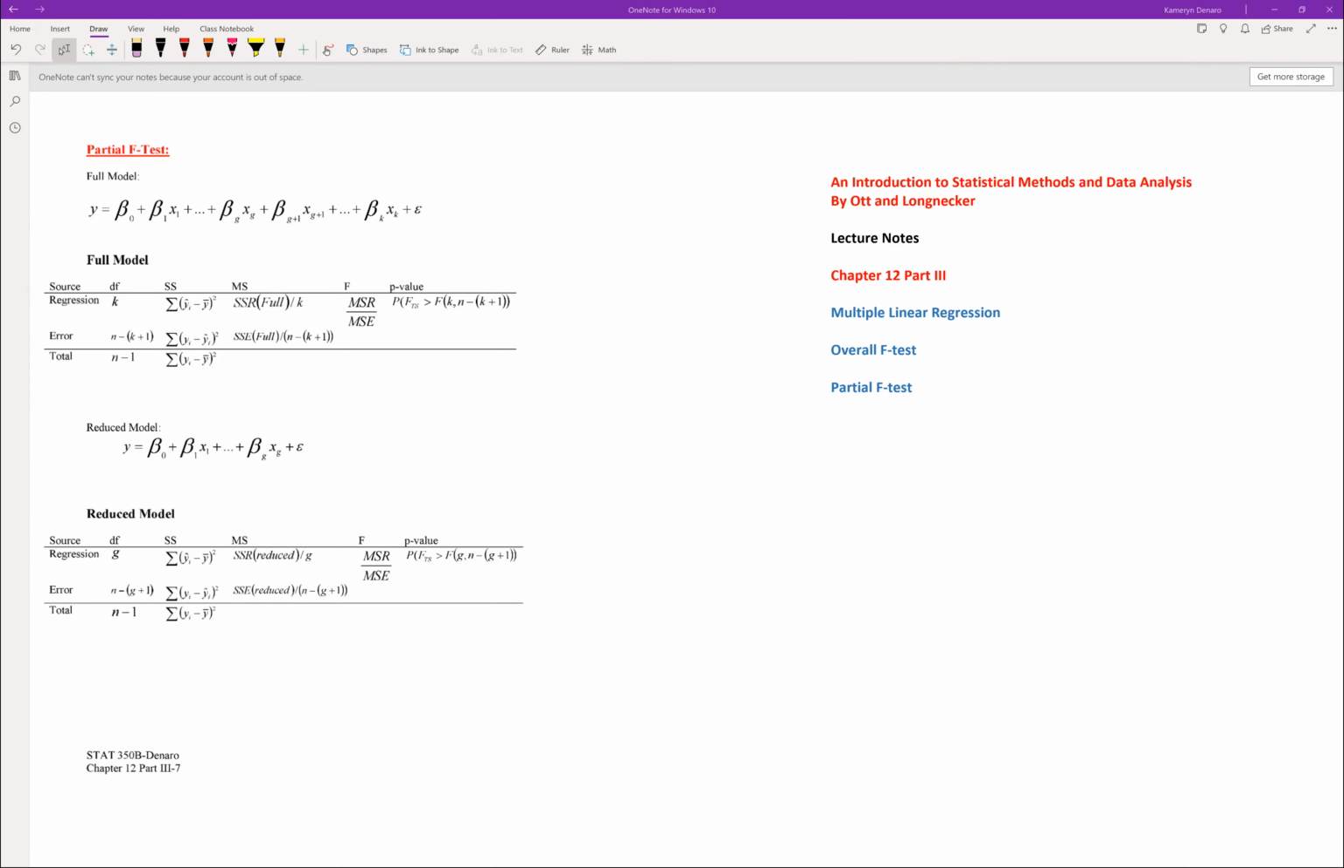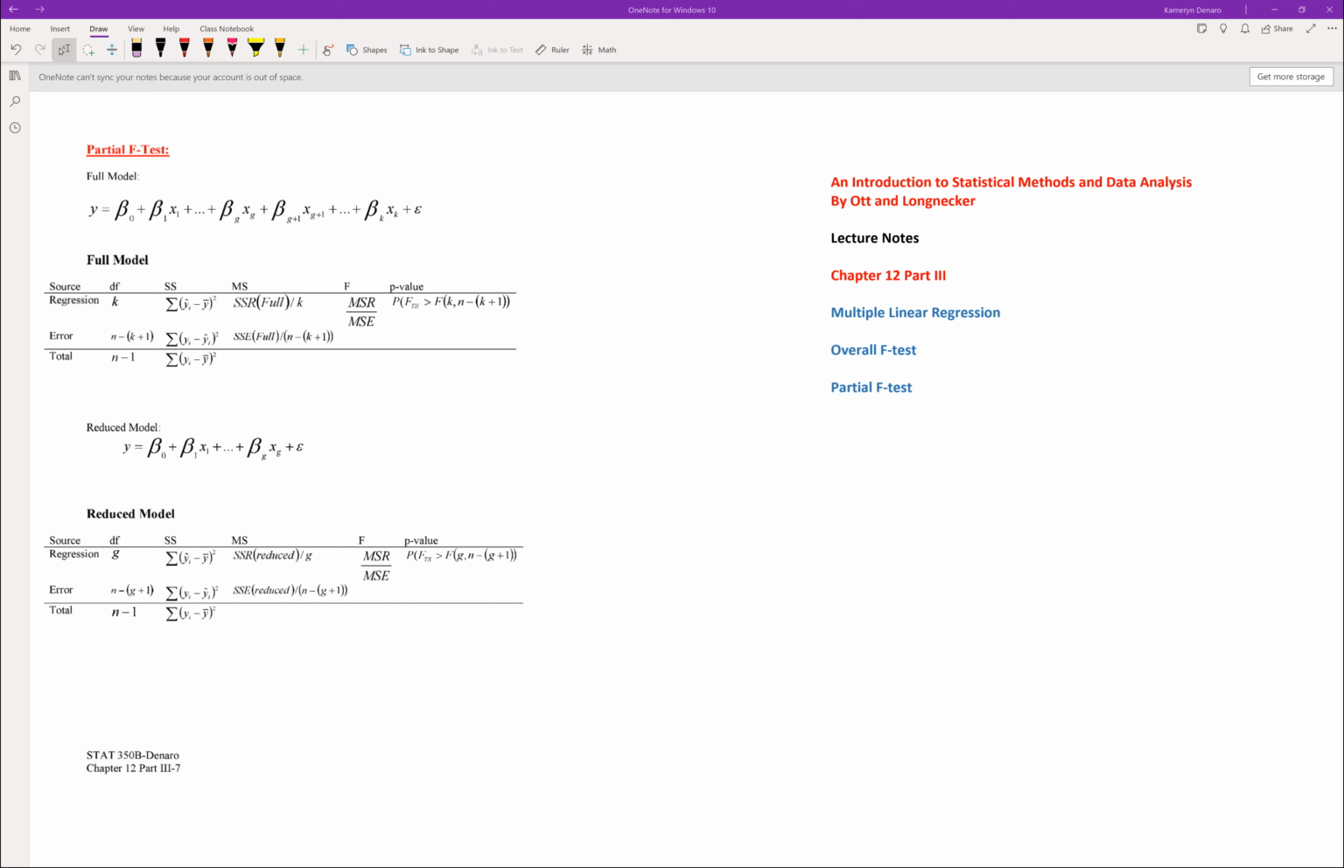The difference between the overall F-test and the partial F-test, you really want to separate in your mind to become clear. The overall F-test says, do all of the variables predict Y? And the partial F-test says, do these additional variables predict Y given I have some subset of variables already in the model? Okay, so we're talking about the partial F-test.